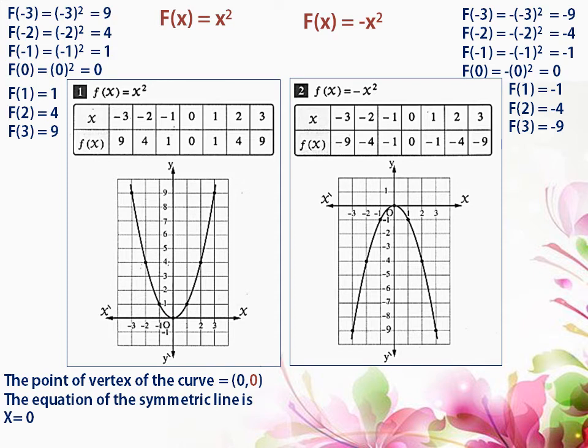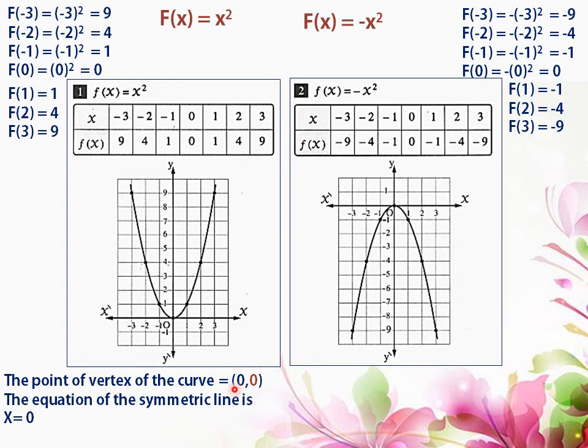The second question: the equation of the symmetric line of this curve. The symmetric line divides any shape into two congruent halves, like this. The line divides the curve into two congruent halves. This and this are two equal or congruent halves. So from the point of the vertex we can get the equation of the symmetric line.